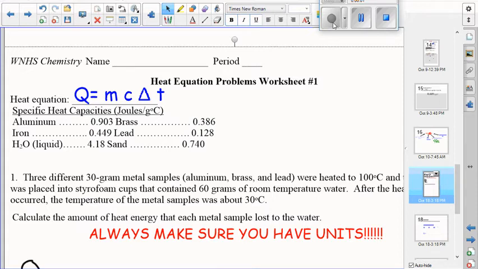To start off today, I want you guys to work on heat equation problems worksheet number 1. I mentioned at the end of class yesterday, you might have done one problem, but you didn't really have much time to work on it. Go ahead and get cooking on these. We're going to do a practice one together in a minute, and then we're going to talk about this lab. We'll do something together shortly.